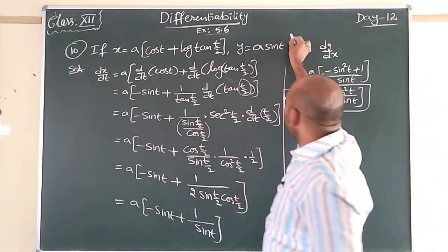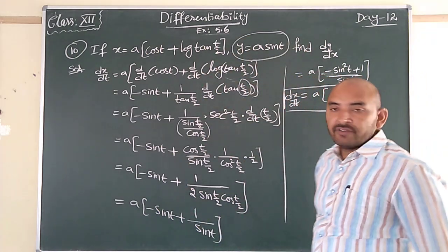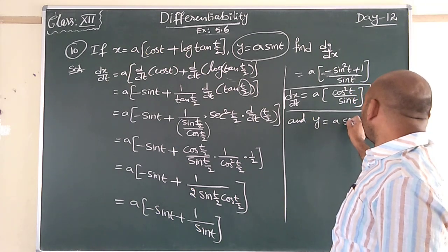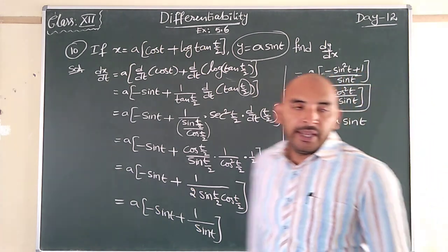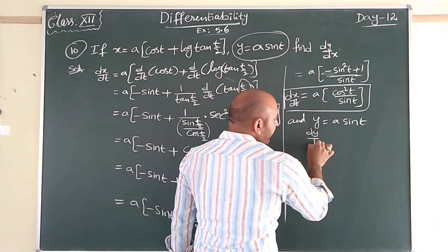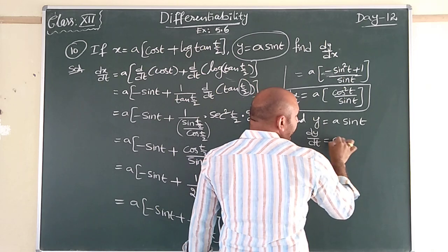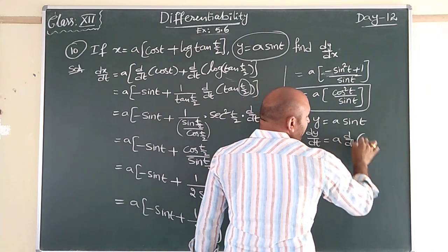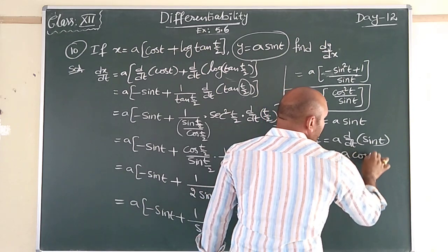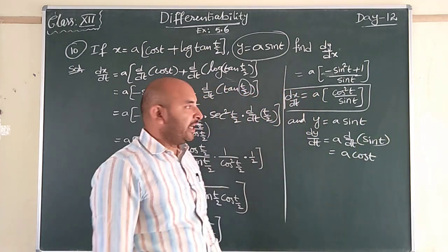Next, coming to the second function, y is equal to a sin t. Differentiate with respect to t on both sides. dy by dt is equal to a, which is constant, times d by dt of sin t. So it is equal to a into cos t. The dy by dt value is a cos t.